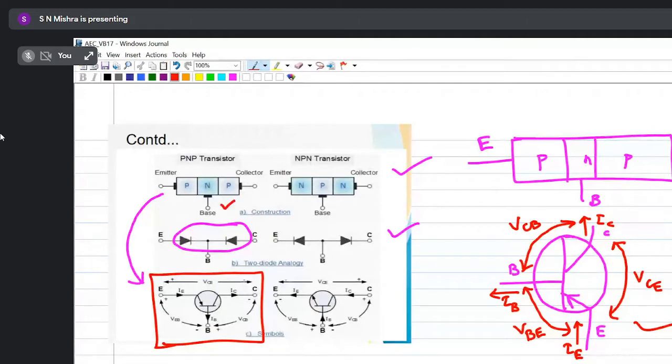This one: emitter, base, collector. The base is on the lower side, that's why it is connected below here, and the emitter and collector are on this side. So this configuration we'll name a little bit later. First you understand the terminology, then we'll go for this, why I have inclined the transistor vertically and horizontally. I'll explain. Any doubt from this part?